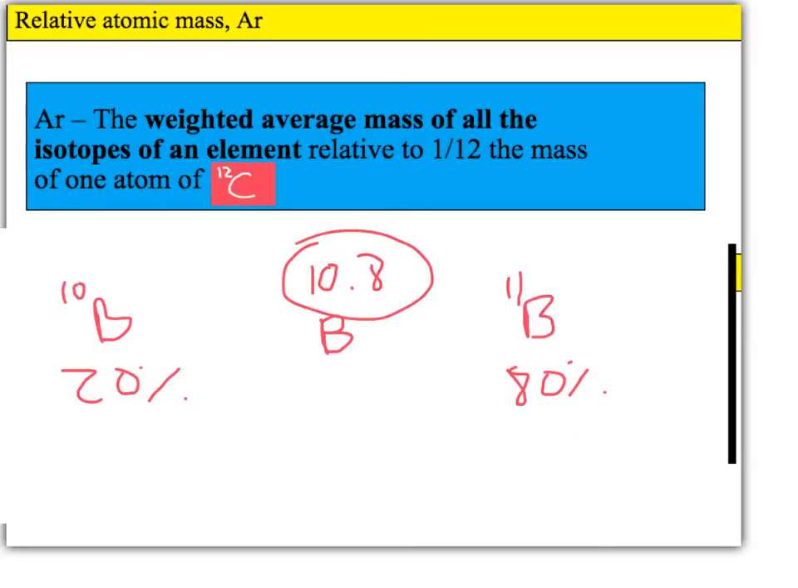I've just spotted a formatting error. It should read carbon-12, so the 12 is at the top left-hand corner of the carbon, symbolizing it's the mass.